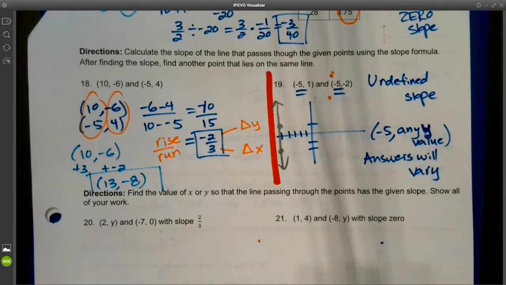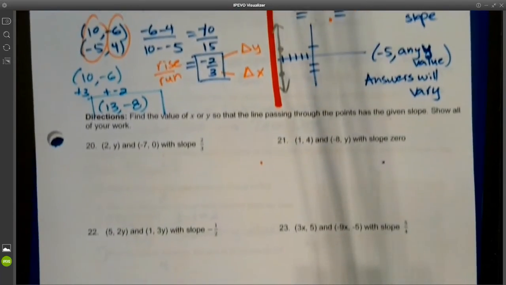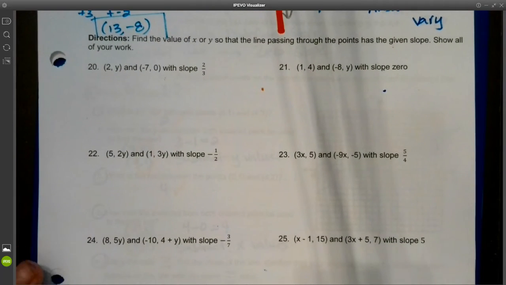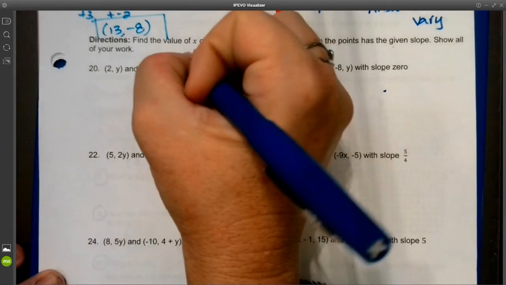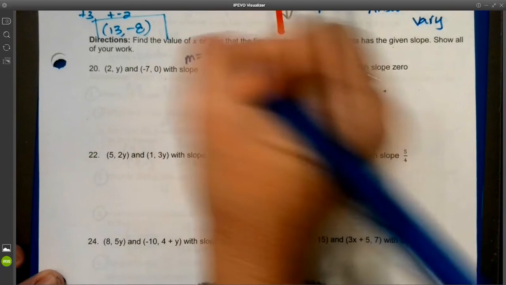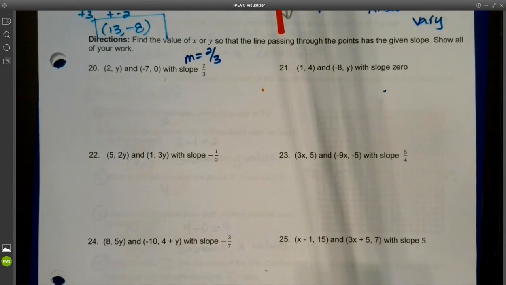Okay, so now we're looking at 20 through 25. Find the value of x or y so that the line passing through the points has the given slope. Show all of your work. So again, we have everything we need. This is slope. Slope is m. And we have 2 points we're trying to solve. So really, if we just use the slope formula, we've got this.